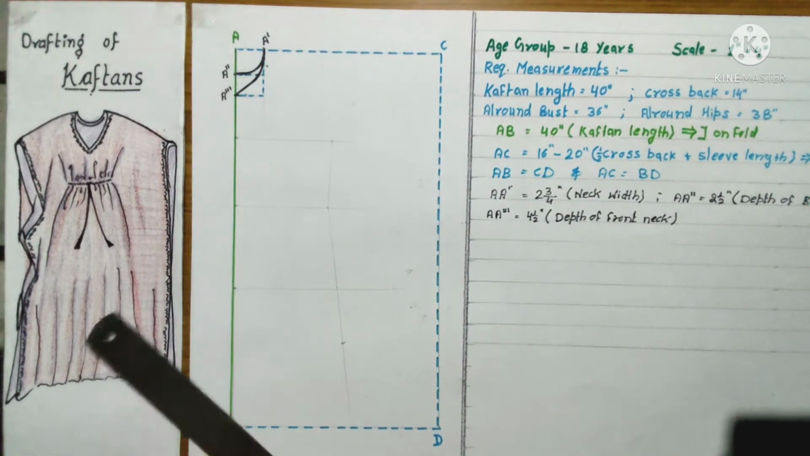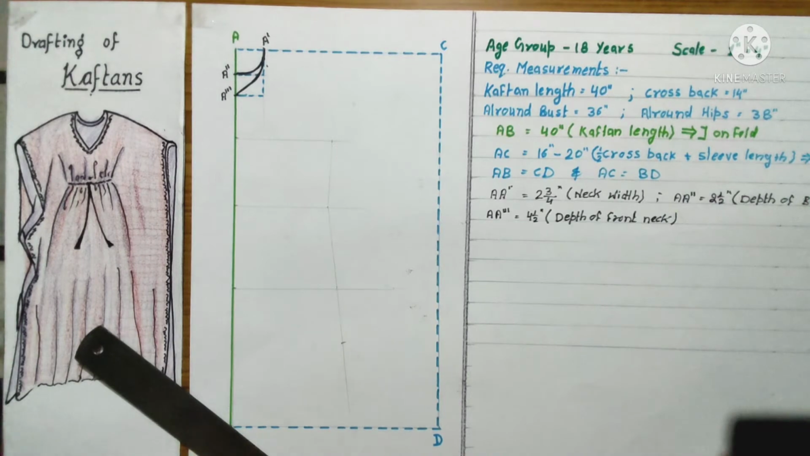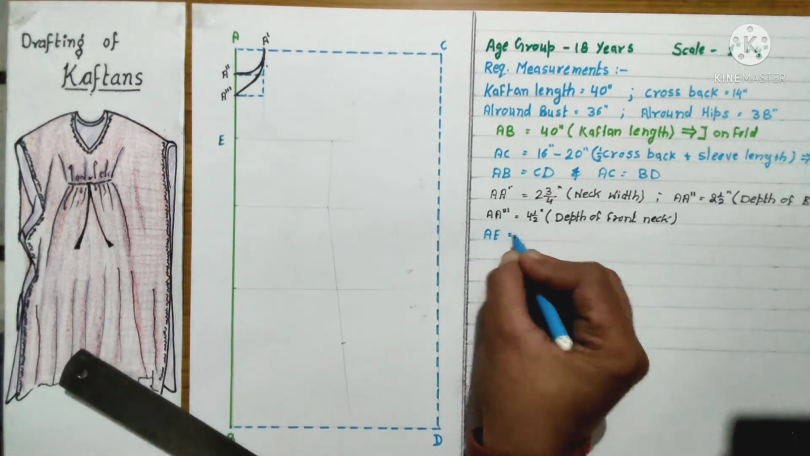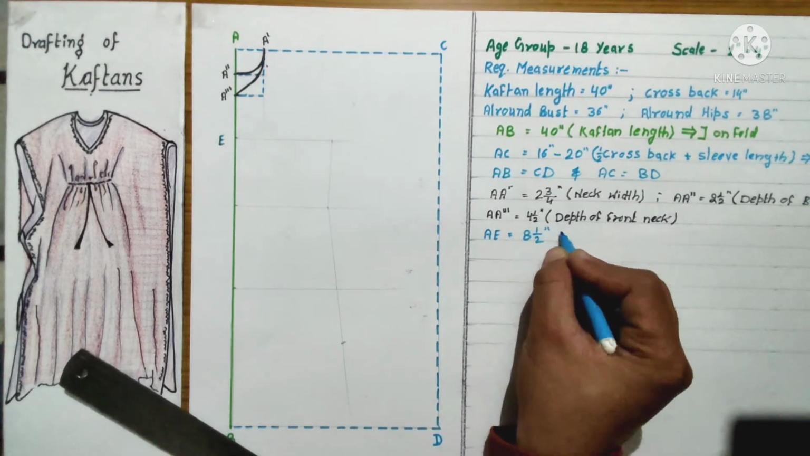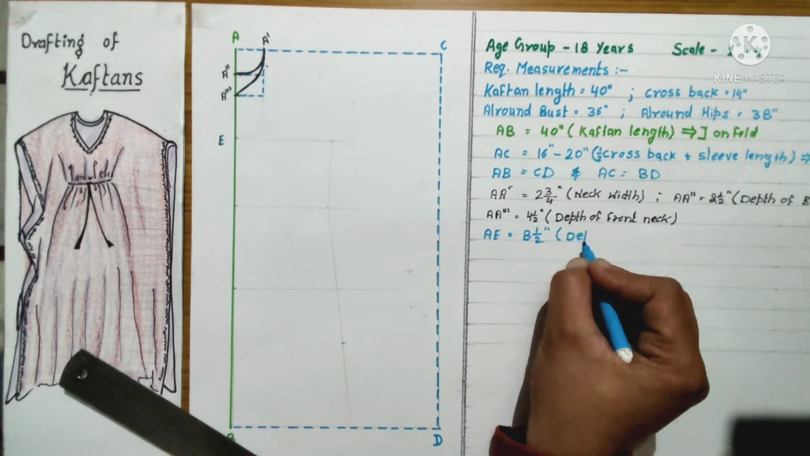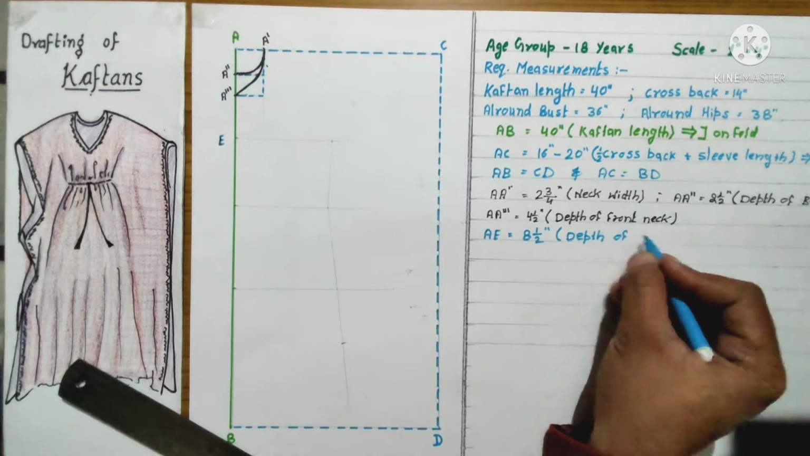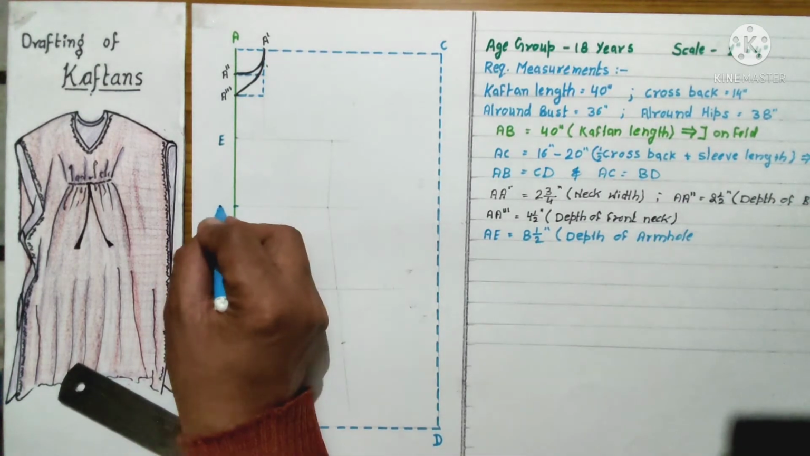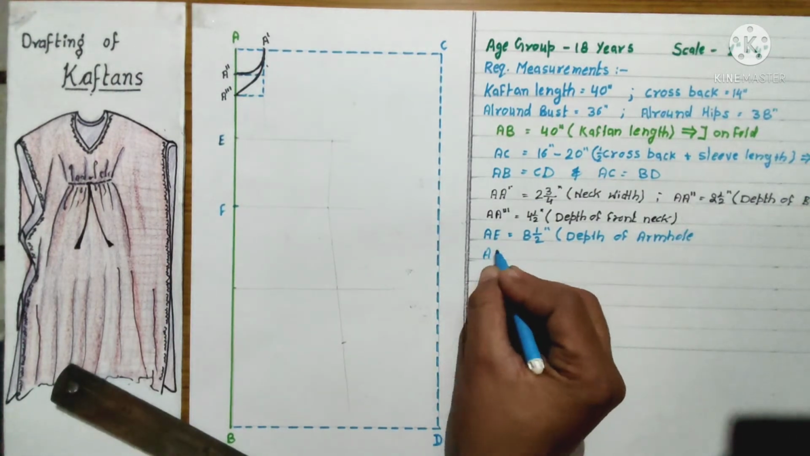This, right? And also keep in mind that AC line is also on fold in this. So we have taken a point E as AE is equal to 8.5 inches, that is the depth of the armhole, or you can calculate the armhole as 1/4 of the bust minus half inch.